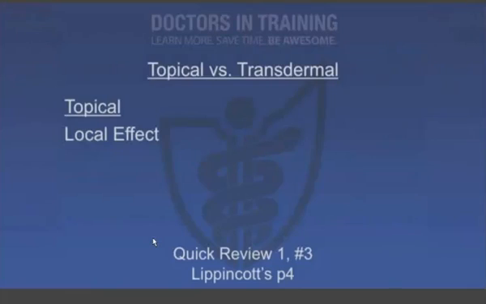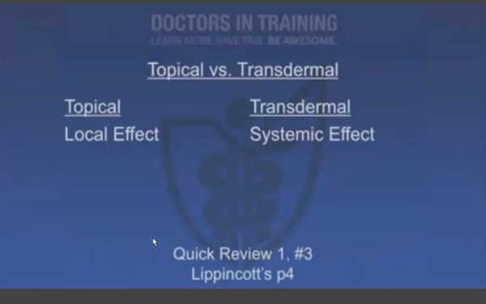Number 3, what is the key difference between topical and transdermal administration of a drug? Both, you place the drug on the skin, so you might think they're pretty much the same thing. In some regards, they are, but there are distinct differences. With topical administration, you use this when you want the drug to act locally. It's like when you have a cut and you put some antibiotic ointment on there, that's topical administration. Or if you have psoriasis and you're putting steroid on there, that's topical administration.